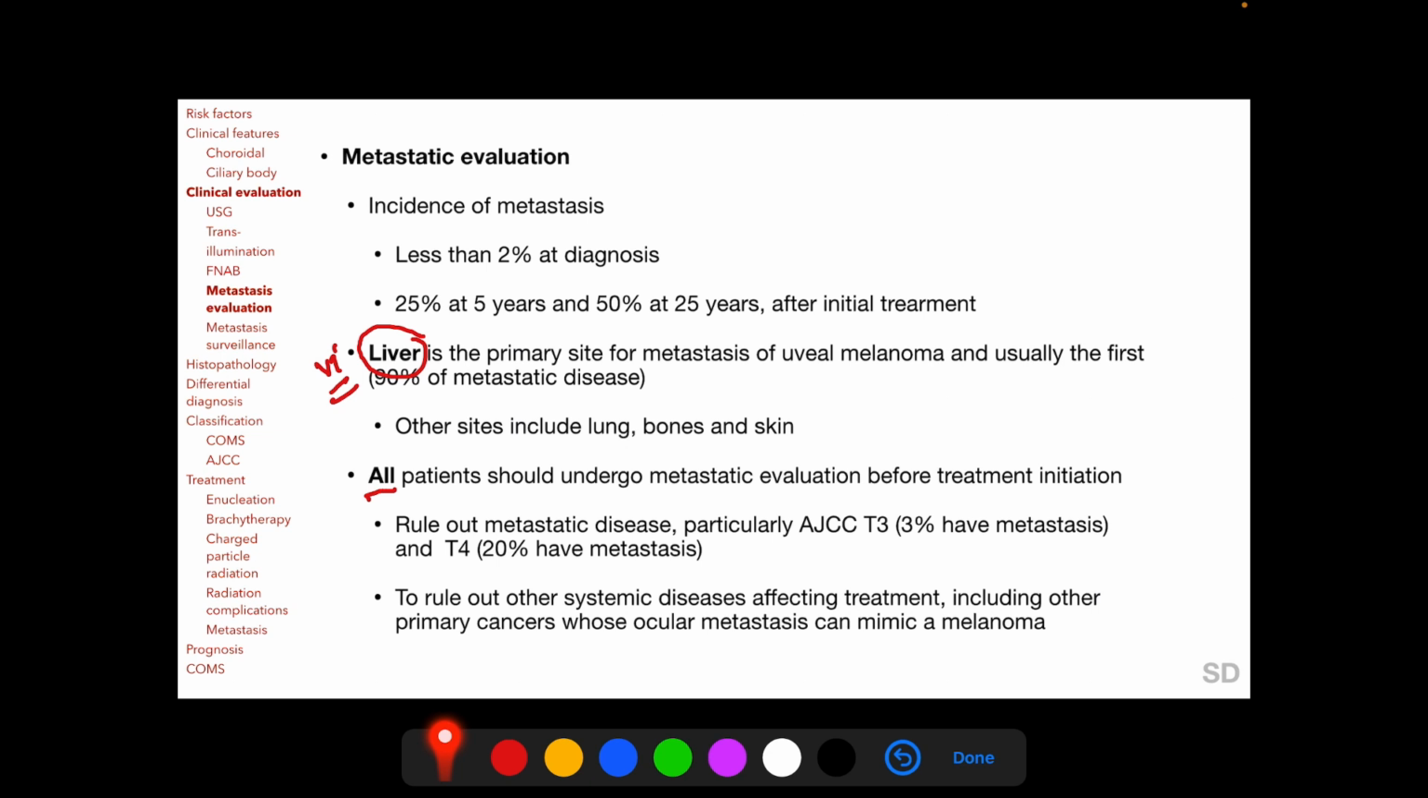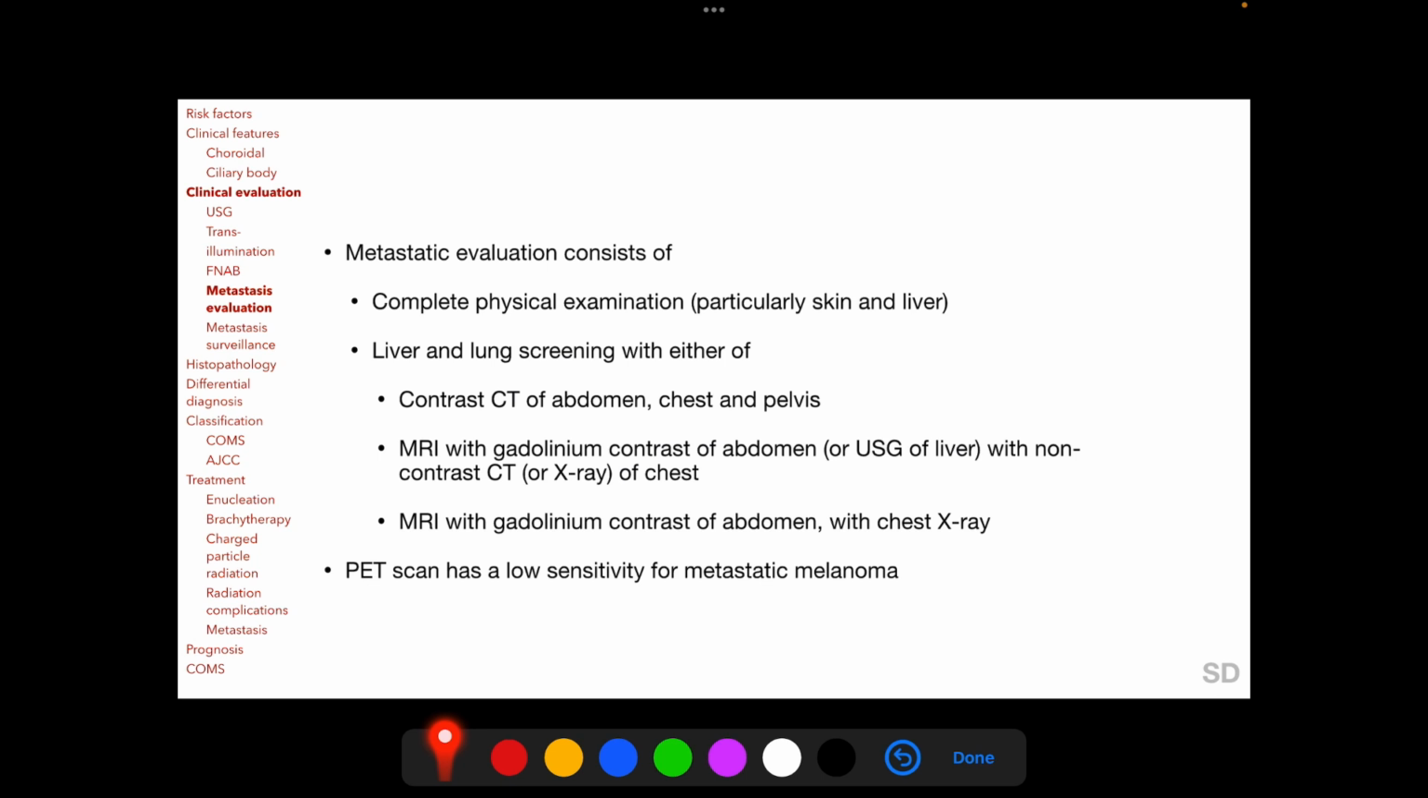Systemic evaluation is also important to rule out other systemic diseases which might affect treatment, and this includes other primary cancers whose ocular metastasis can mimic a melanoma. Metastatic evaluation consists of complete physical examination with particular focus on the liver and the skin, and liver and lung imaging with contrast imaging of the abdomen and contrast or non-contrast imaging of the chest. Various combinations of imaging techniques have been recommended. PET scan has low sensitivity for metastatic melanoma because of its low avidity for fluorodeoxyglucose.